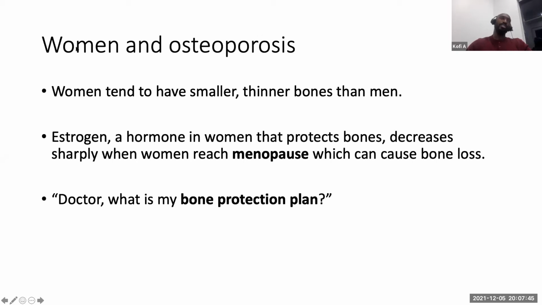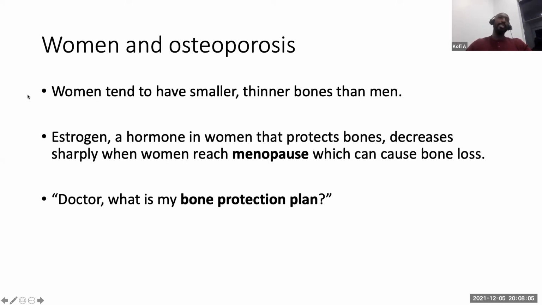Women and osteoporosis. So we talked a little bit about why women have an increased risk of osteoporosis. Typically, it's because estrogen, which is a hormone that protects bones, decreases sharply when you reach menopause. So when you don't have this protective chemical in your system as much, your body's not able to ramp that up and your bones will quickly become much weaker.